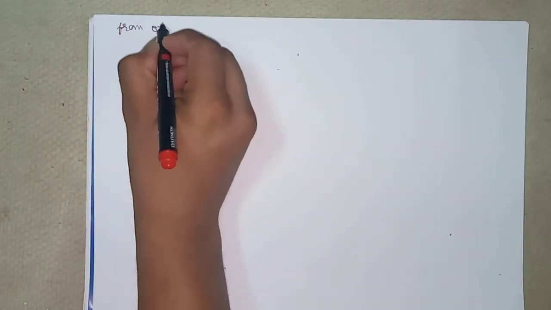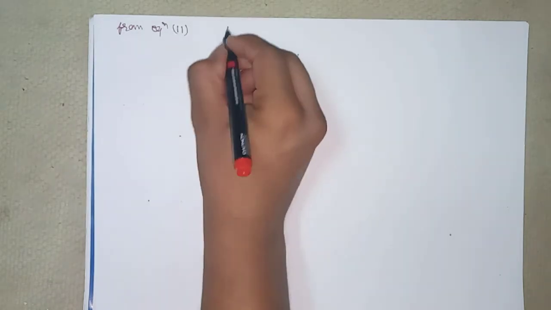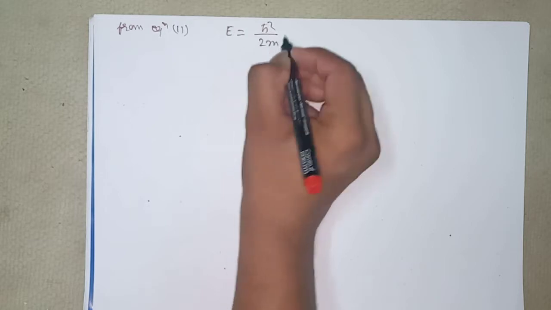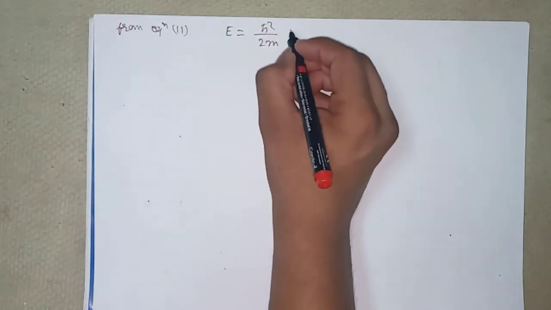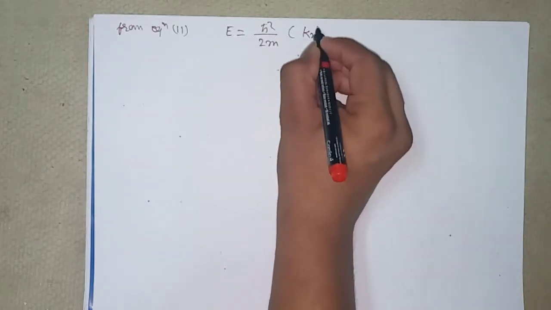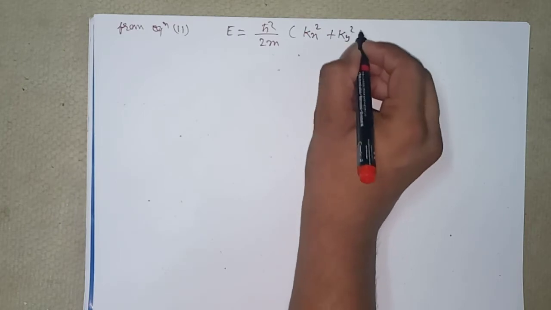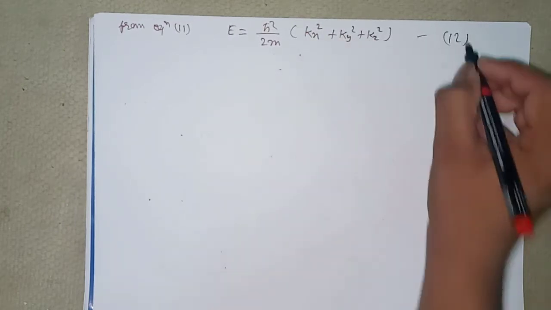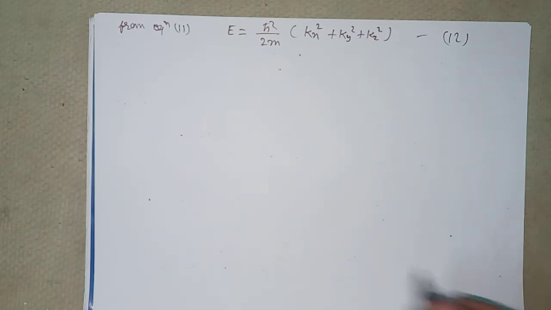From equation 11, E is equal to h cut square by 2m bracket kx square plus ky square plus kz square. Question number 12.